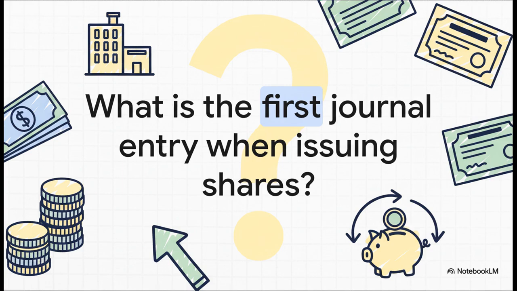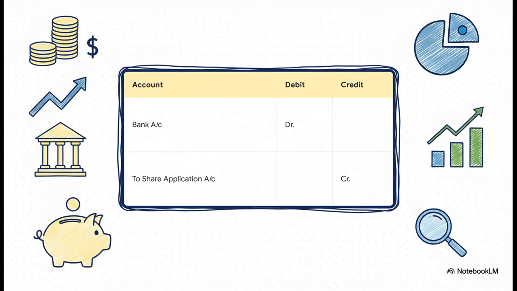What's happening? And there it is, see? So simple. The company's bank account is increasing, right? So debit what comes in. Bank account, debit. And we credit a temporary account, a sort of waiting room for the money, called share application account. We're just parking the money there for a moment.